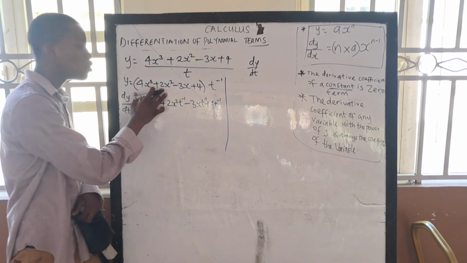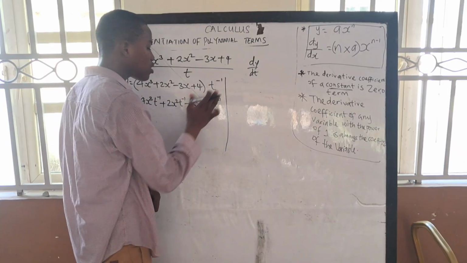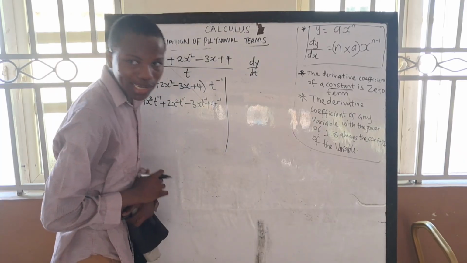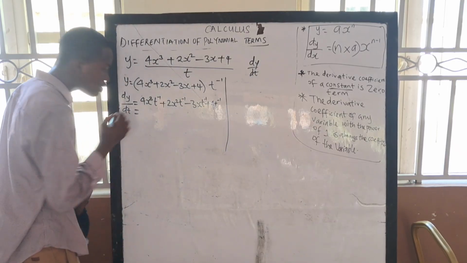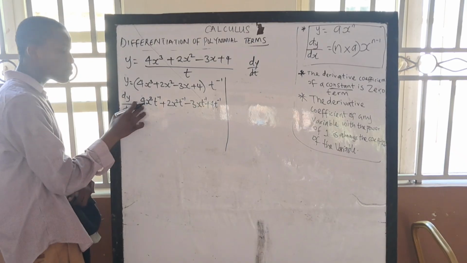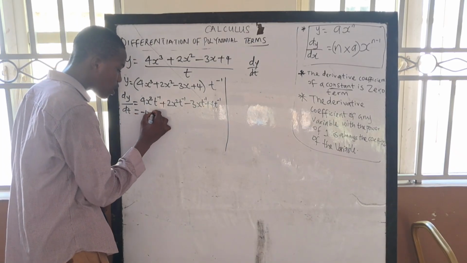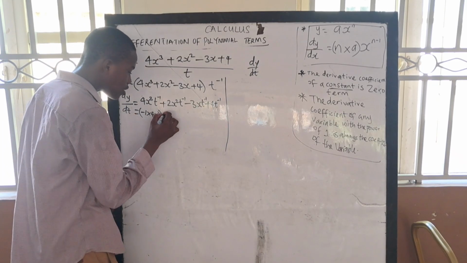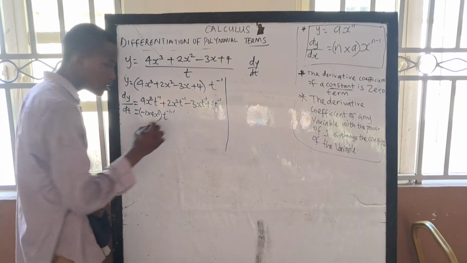4x cubed t raised to power minus 1 plus 2x squared t raised to power minus 1 minus 3x t raised to power minus 1 plus 4t raised to power minus 1. Now I'm differentiating this. I'm having minus 1 to multiply this. That's minus 1 times 4x cubed, right? t raised to power what? Minus 1 minus 1.